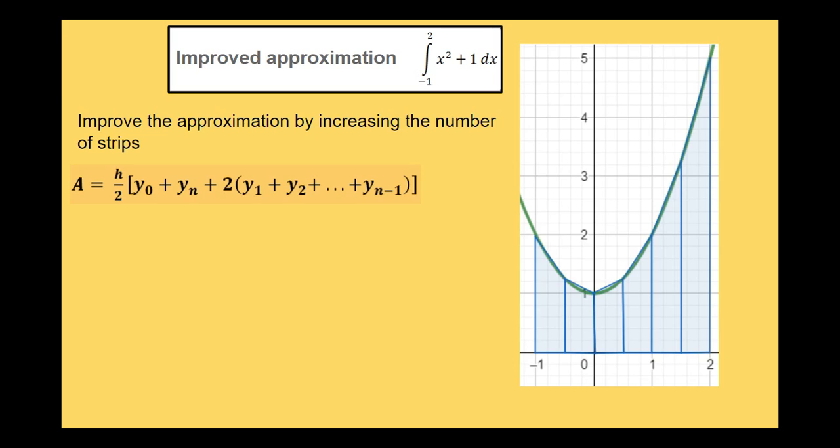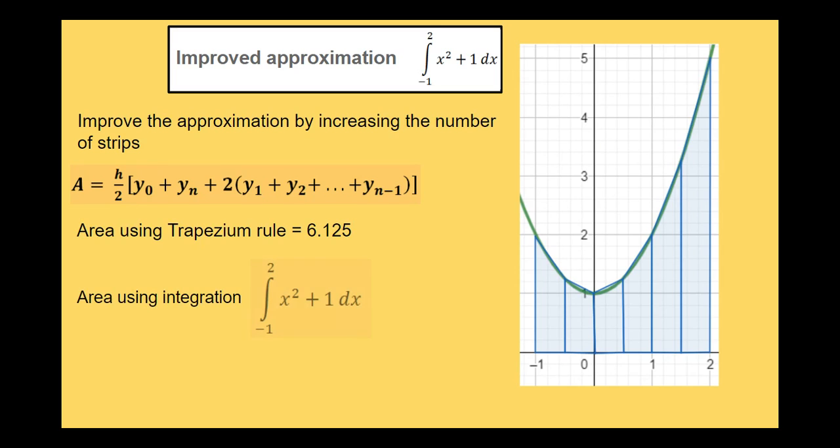We can work out the y ordinates. Our strip width is 0.5 now, so 0.5 divided by 2 at the start of the formula gives us a quarter. But we can calculate that out, and the area using this rule, there we've got a 6 and 1/8. Compare that to the area using integration. We've seen that already. We can work out a relative error of much smaller than before.